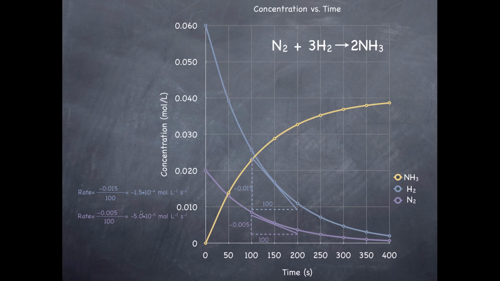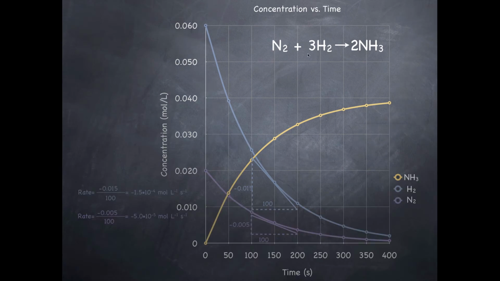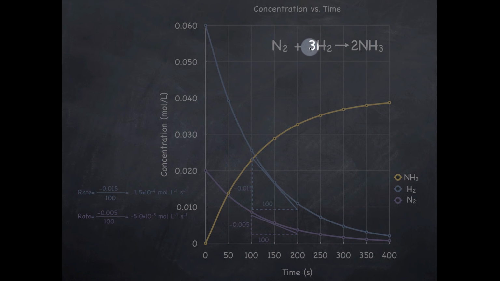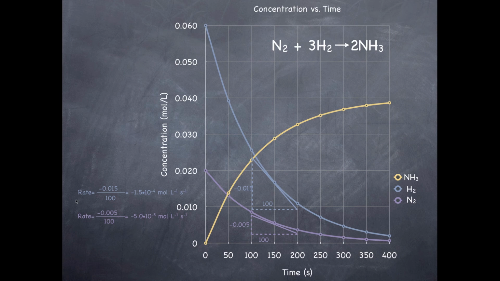It's important to note that this rate is 3 times the rate for the nitrogen. And that rate for the hydrogen is 3 times because it has a coefficient of 3 to the nitrogen's coefficient of 1. So our rate for hydrogen is 3 times the rate for the nitrogen.